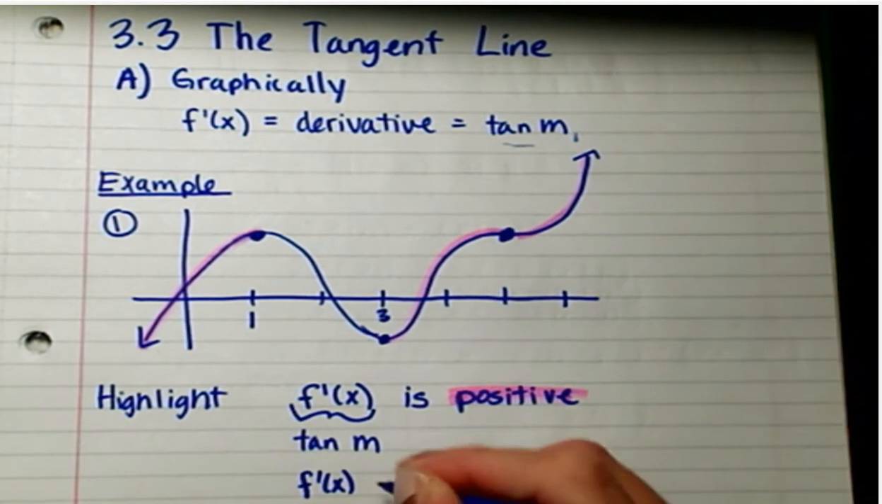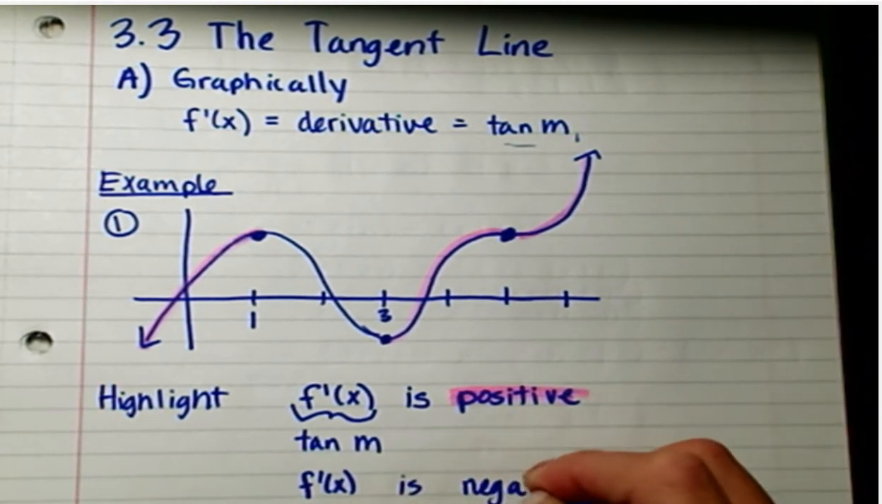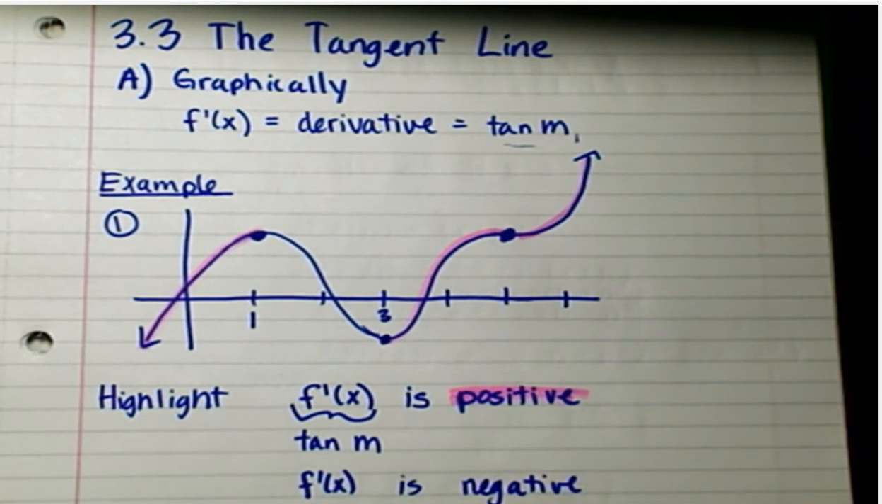F prime of x is negative. I lost my green highlighter. I mean, I have green, I just want the highlighter. Oh, well. Okay. Here we go.